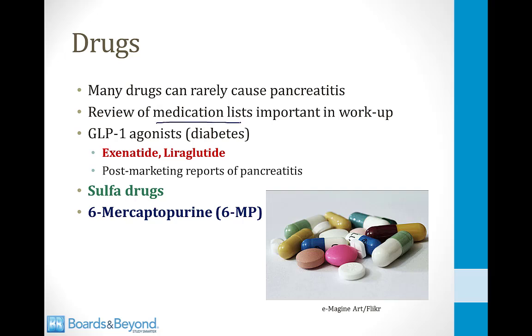There are a number of drugs that have been reported to cause acute pancreatitis in a small number of patients, and reviewing the medication list is an important part of the workup of any patient who presents with acute pancreatitis without an obvious cause. Some of the drugs that may trigger pancreatitis that are worth knowing for Step 1 include the GLP-1 agonists. These are drugs that are used to treat diabetes. These are drugs like exenatide and liraglutide. In both of these drugs, after they were FDA approved, there were post-marketing reports of acute pancreatitis in a small number of patients. Sulfa drugs can sometimes trigger acute pancreatitis. And then finally, 6-mercaptopurine is a chemotherapy drug. It's also sometimes used as an immunosuppressant, and it can trigger acute pancreatitis.